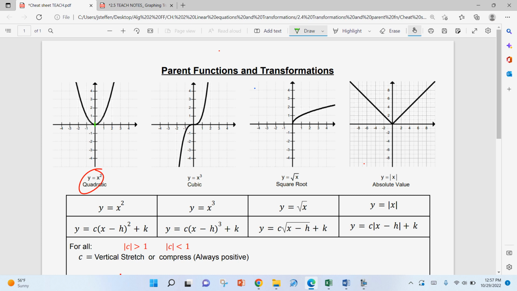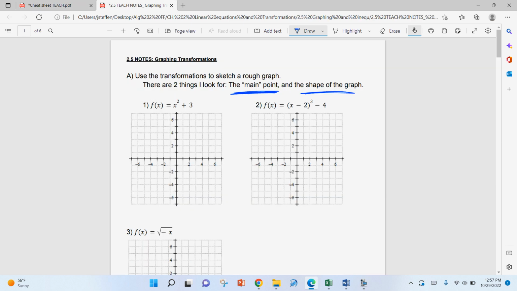So the main point is the vertex for some of these. The x cubed is the point in the middle where it kind of switches and changes directions, and the square root is the beginning point. Now, obviously, all of them start at 0, 0 with the parent function. So all those main points start at 0, 0. So that's where we're starting. We'll move that point, and then we'll draw the shape of the graph. And that is the reason why that's what I'm looking for, that main point and the shape.